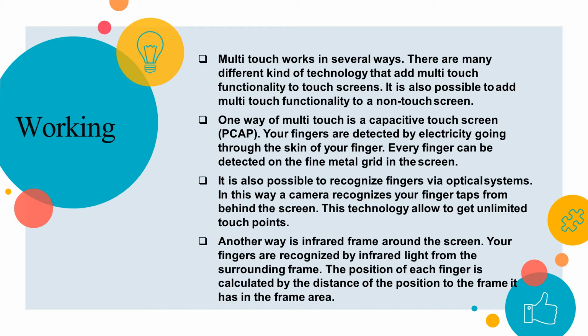One way is the capacitive touch screen. A capacitive touch screen consists of a glass panel with a capacitive material coating its surface. Circuits located at the corners of the screen measure the capacitance of a person touching the overlay. The other one is optical touch technology. In this way, a camera recognizes your finger taps from behind the screen. This technology allows unlimited touch points.